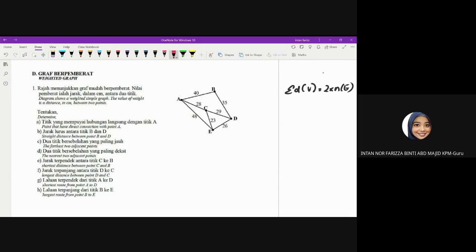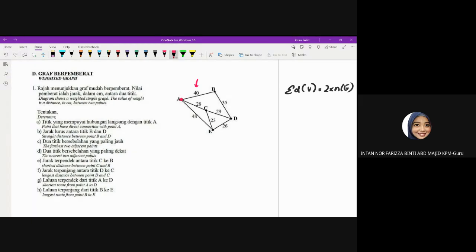You just focus first. The diagram shows you a weighted simple graph. Weighted, that means you have values here. Simple graph, that means there's no loop, there's no direction, there is no multiple edges. The value of the weight, that means the weightage here, shows you the distance in cm between 2 points. All right. So the first one, you have to determine what is the point that have direct connection with A.